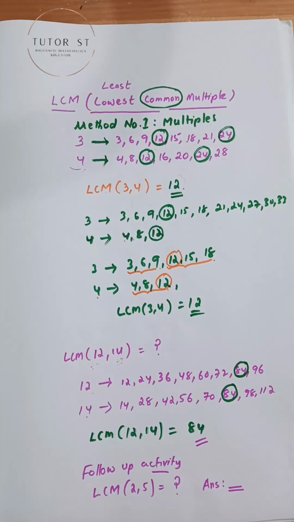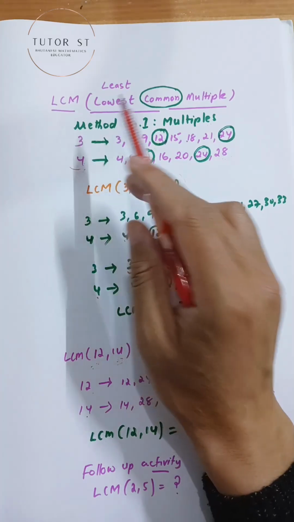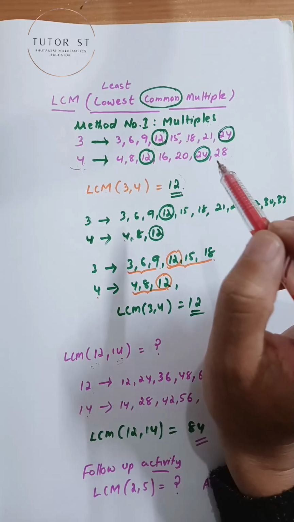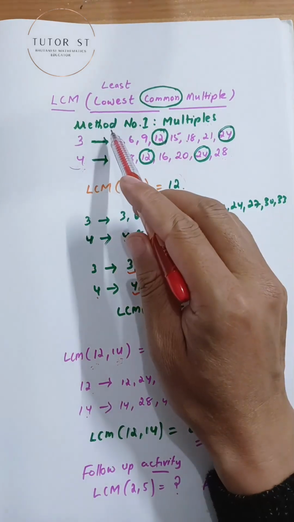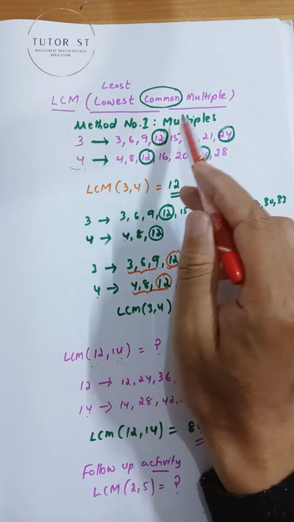Today, I'd like to share with you my method number 2 to determine the LCM. And in method number 2, you're going to use prime factors to find the LCM. In my previous video, I shared with you method number 1, that is to find the LCM using multiples.